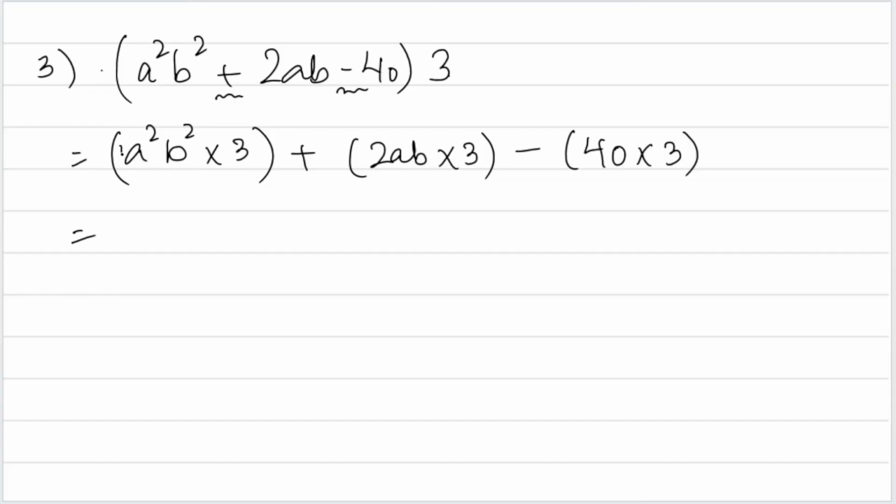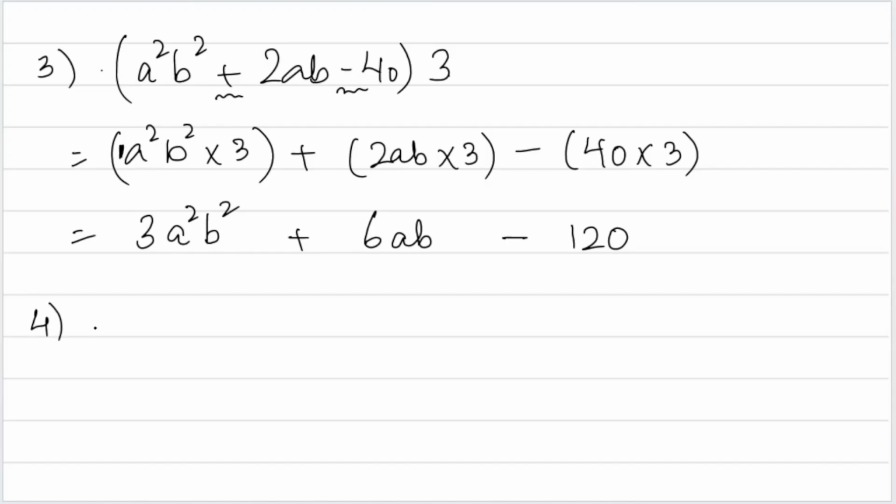It's just 1, that invisible one. When there is no number with the variable, it means the coefficient of that variable is 1. So 3 times 1 is 3, and of course my variable part is like this. Plus 3 times 2, 6, and my variable part is AB, minus 40 times 3 is 120, and this is my answer.